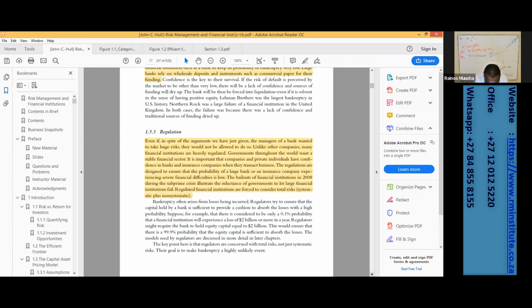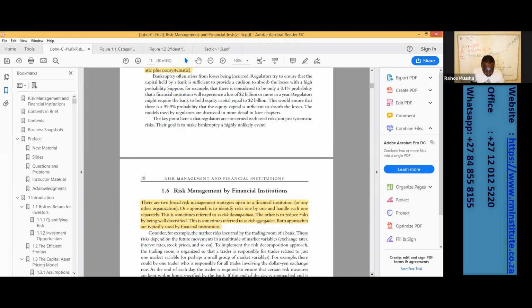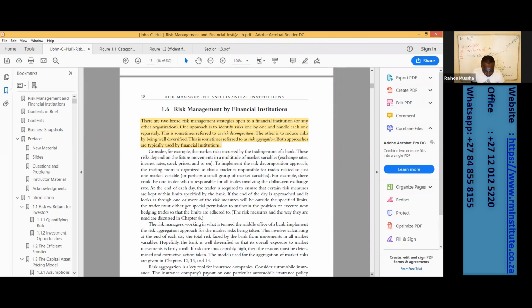So regulated financial institutions are forced to consider total risk, not just the systematic risk, which means that they have to take into account both systematic and non-systematic risk as well, so that they account for all the risks that the institution is going to be facing, to ensure that there's a low probability of bankruptcy for those financial institutions.